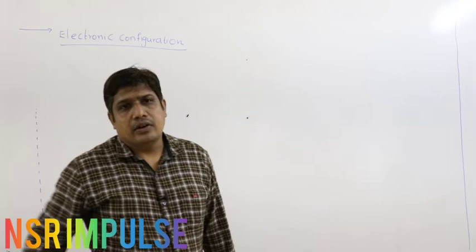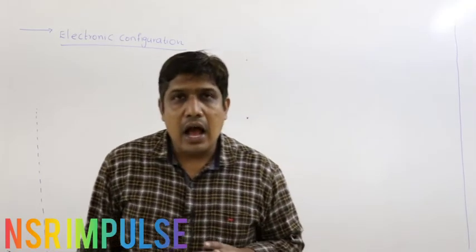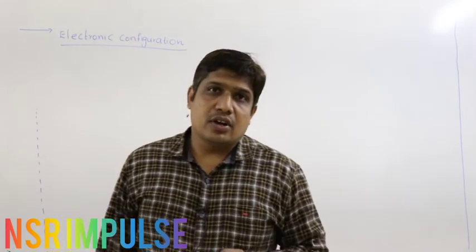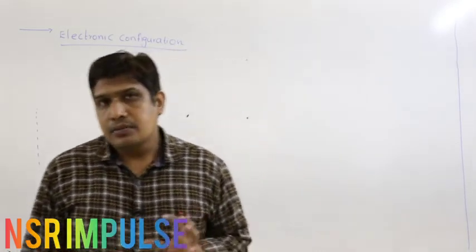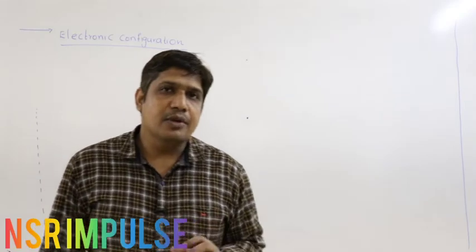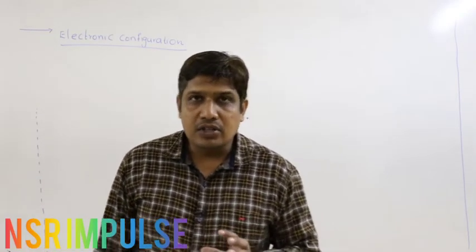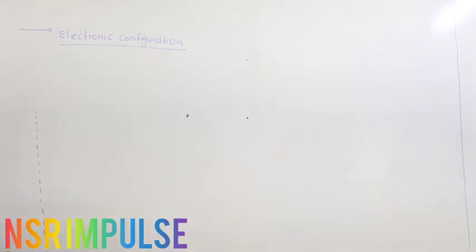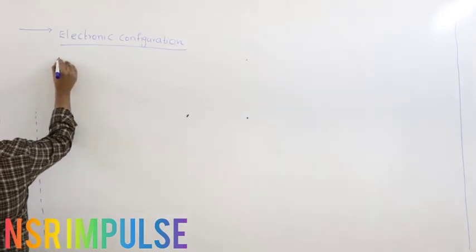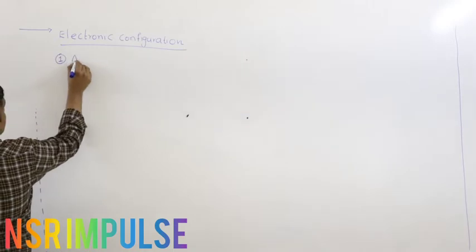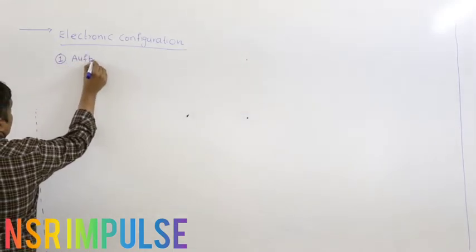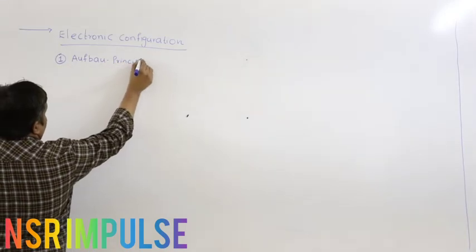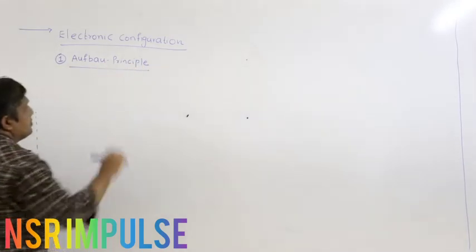What is electronic configuration? In a simple language, arrangement of electrons in various orbitals of an atom. Simple distribution or arrangement of electrons in the orbitals of an atom. How do you arrange? Based upon three important rules. The first one is Hofbauer principle.